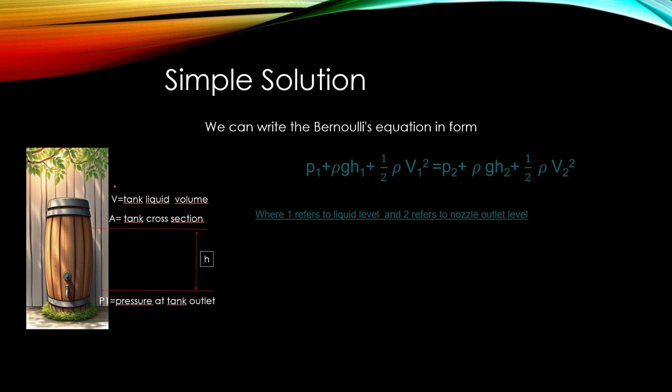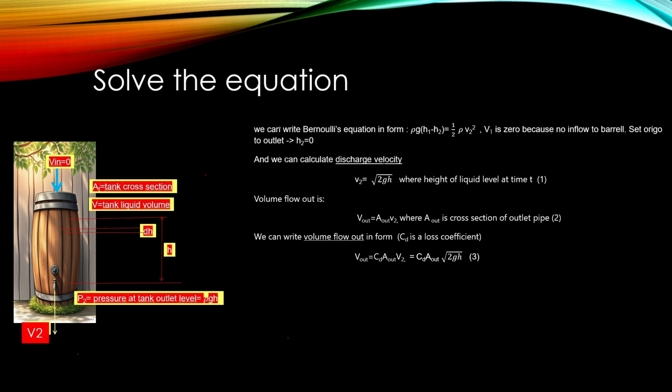And because we don't have any inlet, our velocity V1 is 0. So what we have now is that velocity at outlet and this hydrostatic pressure. And we can calculate our outlet velocity. Typically we set our origo point at outlet level, which means that we can set H2 is 0. And then we can write an expression for our outlet velocity.